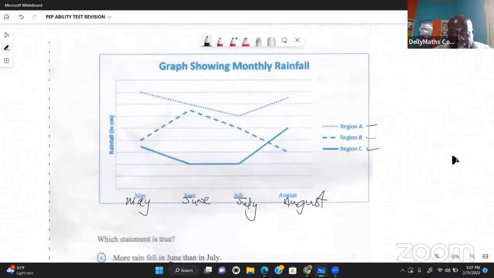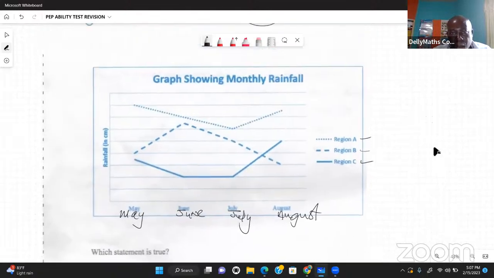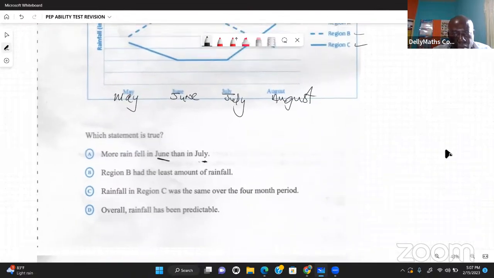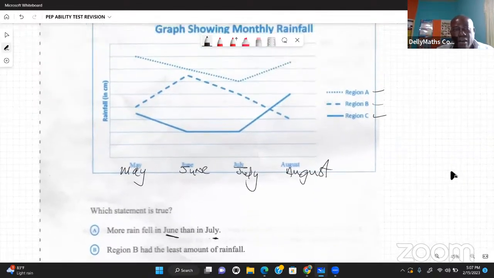Region A, region A, region A. All right, hold on. Let us look. More rain fell in June. This is region C. This is June, July. You can check it, because they're going to line it up so that you can reason it out, even though the number is not there. Let me show you. You will agree June and July are equal here. Equal, so this is out of it.